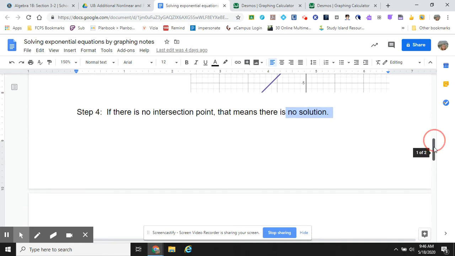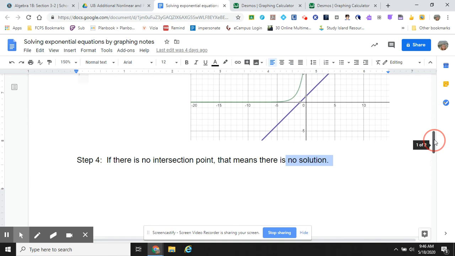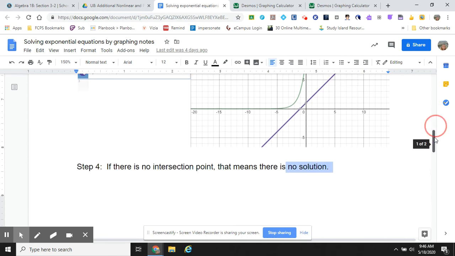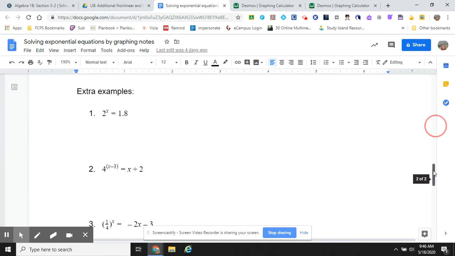So you could have more than one solution. It could cross multiple times. So you could have more than one x value. For example, if I move this line up more, it would cross more than once. So just keep that in mind, pay attention to the graph, see what it does.